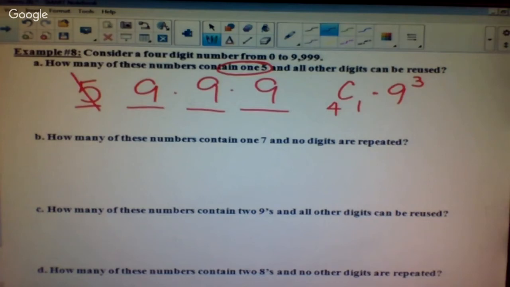Why can't we tell? Because don't you put the flag up? No, it says all other digits can be repeated. So that means everything but the 5, okay?